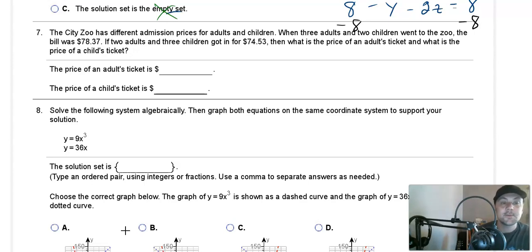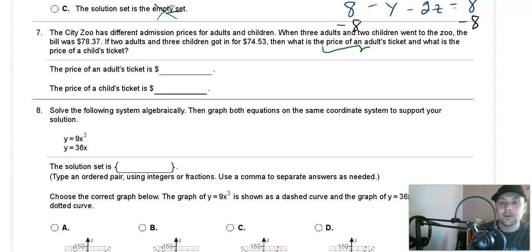The city zoo has different admission prices for adults and children. When 3 adults and 2 children went to the zoo, the bill was $78.37. If 2 adults and 3 children got in for $74.53, then what is the price of an adult's ticket? What is the price of a child's ticket? So that last part really gives away the 2 unknown values, which you will need to use variables to represent.